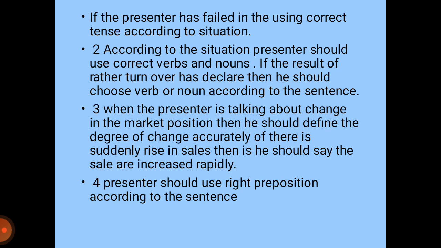Now in the third one, what he says: when the presenter is talking about the change in the market position, then he should define the degrees of change accurately. If there is a sudden rise in the sales, then he should say the sales are increasing rapidly. So first here is the example. They are saying that if sales are rising, how he says sales are increasing rapidly. So the second one, the last line, properly says the sales are increasing rapidly.